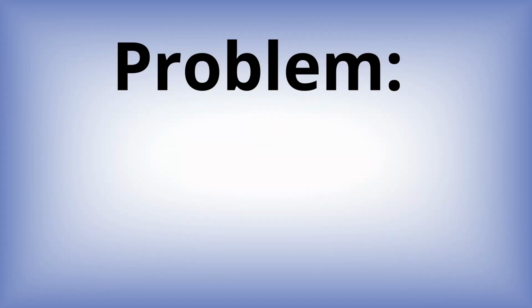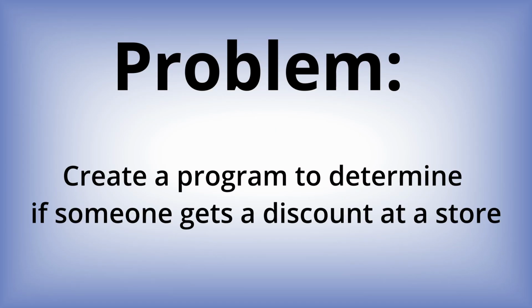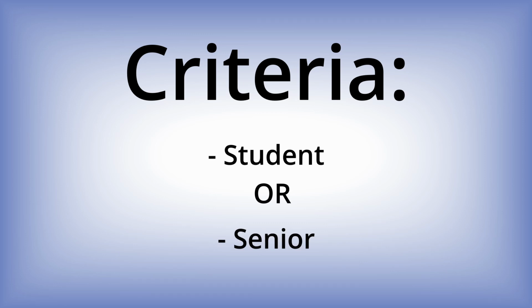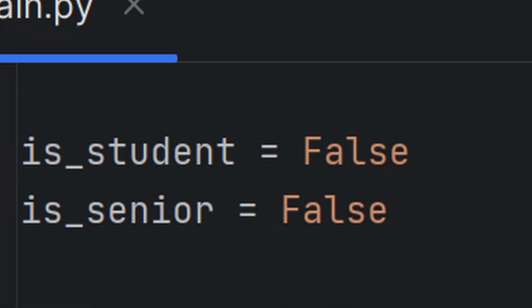Here's a problem to solve. You're creating a program to determine if a person is eligible to get a discount at a store. They have to be a student or they have to be a senior citizen. Create variables isStudent and isSenior and set them to false. Recall that we are setting this variable to a Boolean, which is just a true or false statement.